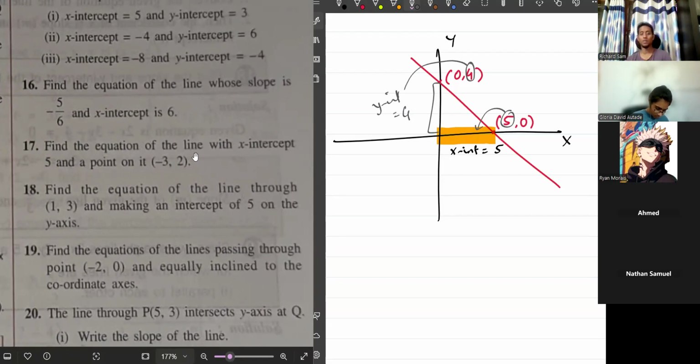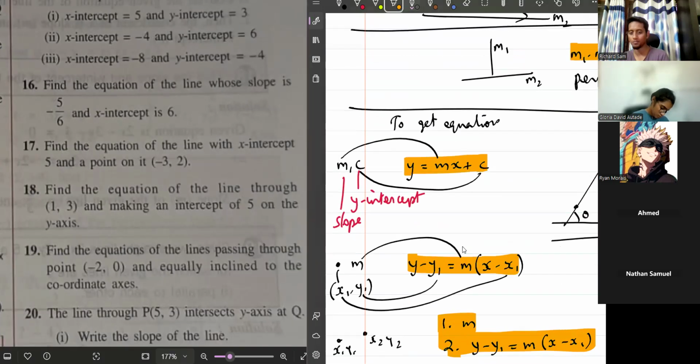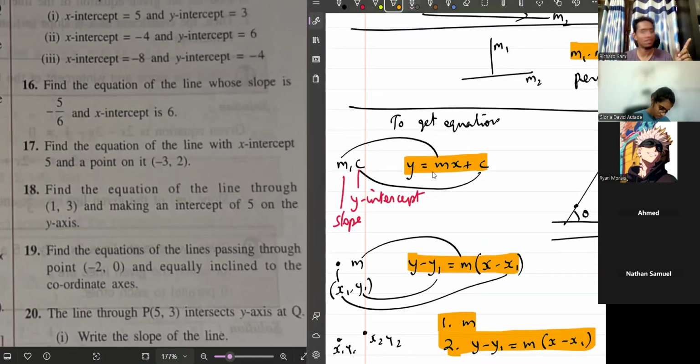The question is find the equation of a line. There are 3 ways to find the equation of a line. What are the 3 ways again? This is the y-intercept form. This is the point slope form. And this is the 2-point form. So for this question, which formula will you use? Which method will you use? 2 points. Do we have 2 points, Arush?